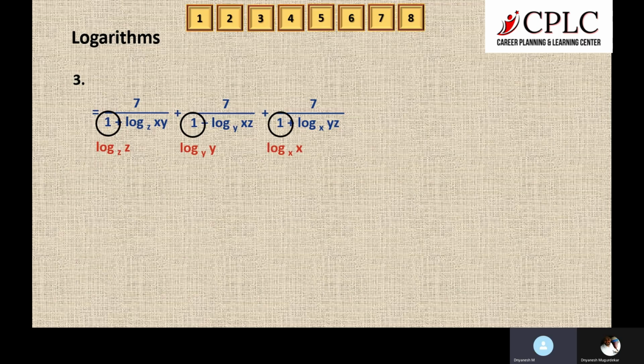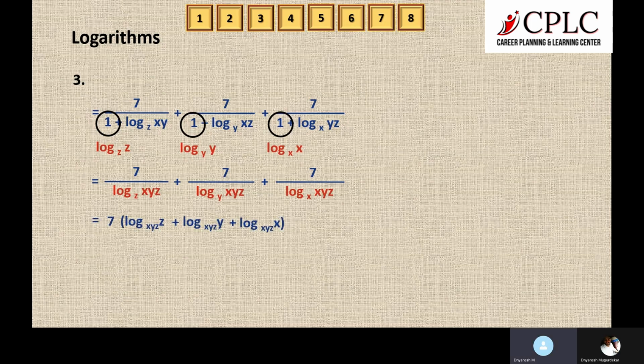So now the bases are same. So we should just simply add, but log mein add nahi hota. We'll then multiply them. And now this is what we will get. Cancel this out, you will get 7 as the answer.